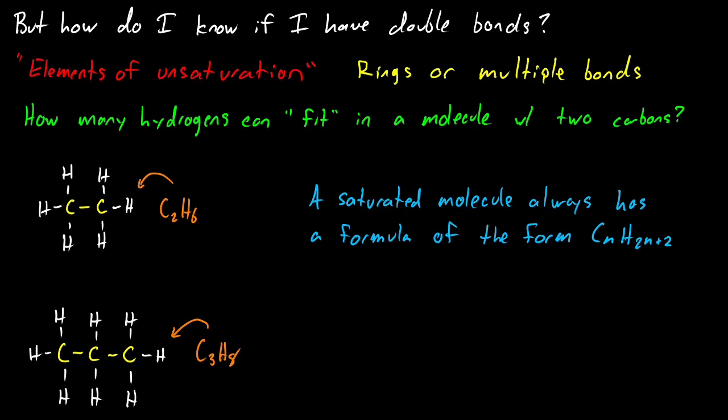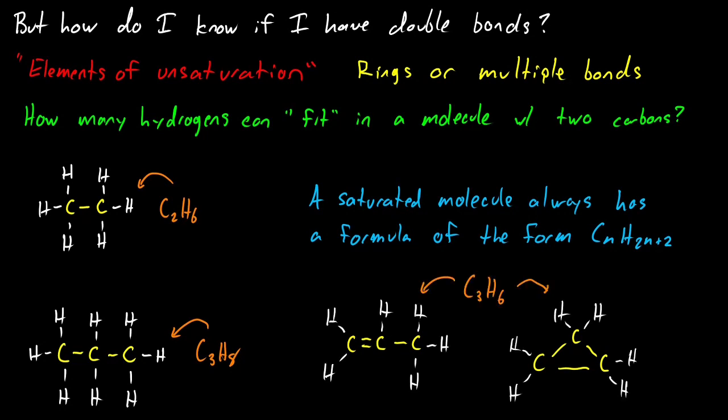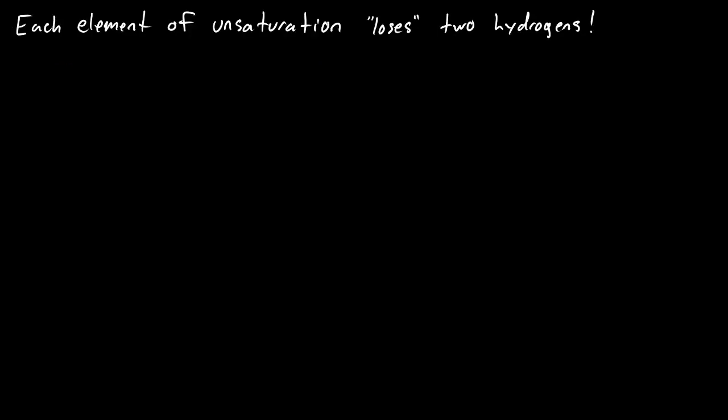That is to say that a molecule which is saturated with hydrogens, has the most possible, will always have 2 times the number of carbons plus 2 hydrogens. If instead I draw a 3-carbon molecule with a double bond or with a ring, I'll see that I can fit fewer hydrogens in. So 1 double bond or 1 ring will give me a molecular formula of C3H6.